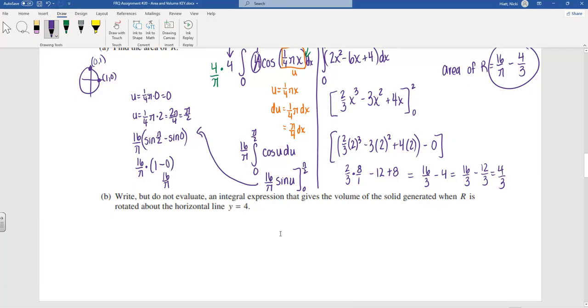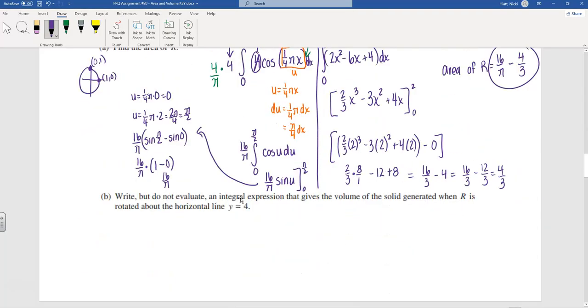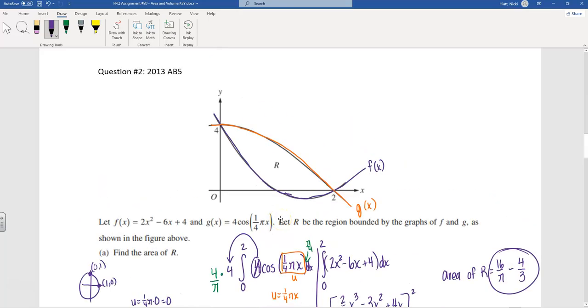Let's go ahead and do B. And this will be our first example for the type of notes we're going to do today, because I want to make sure we do this one since it is this last thing. So it says, write but do not evaluate an integral expression that gives the volume of the solid generated when R is rotated about the horizontal line y equals 4. Okay, so if I go up here to this graph and I draw in the horizontal line y equals 4.